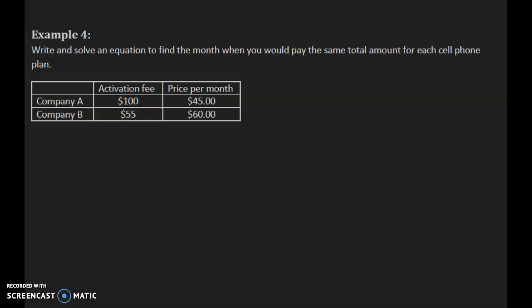Alright, looking at this example 4, it says write and solve an equation to find the month when you would pay the same total amount for each cell phone plan. So first of all, when you would pay the same, that indicates we're going to set the two companies equal to each other. So we're asking, when would company A have the same cost as company B? That's what it means by pay the same.